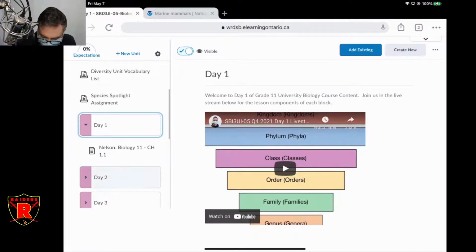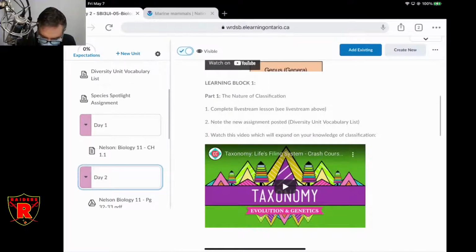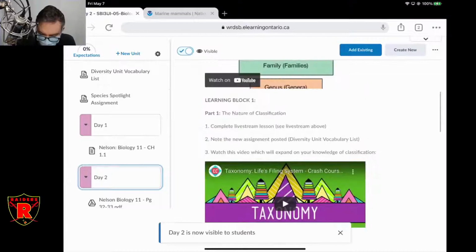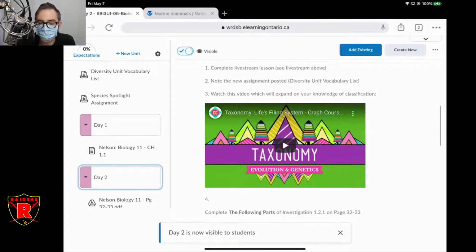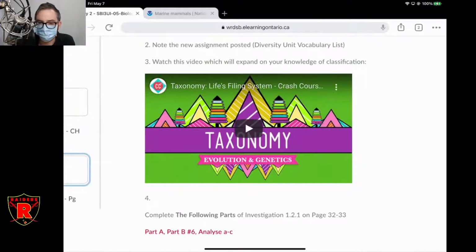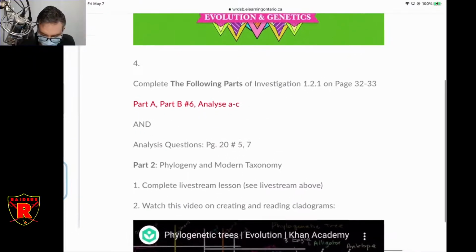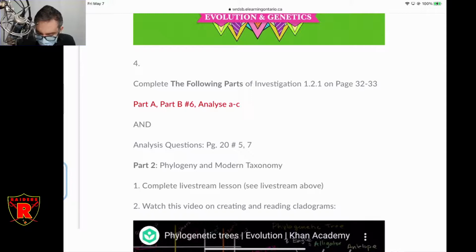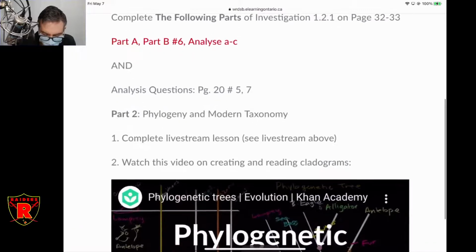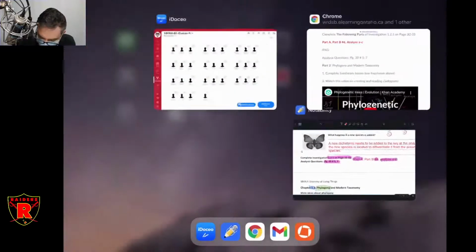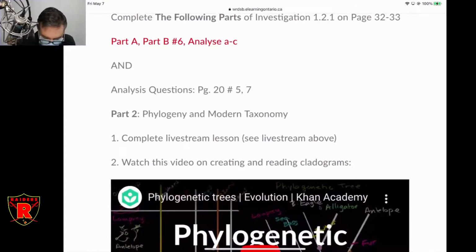So as I mentioned here, there's also a video that you're going to watch on taxonomy. This is an overview of how the taxonomical system works. So this is part of it. And then here it mentions again the questions that you're going to do. So it's investigation 1.2.1 on page 32 and 33, part A, part B, number 6, analysis A to C, and then the analysis questions, number 5 and 7. Did I actually? Yeah, that's right.